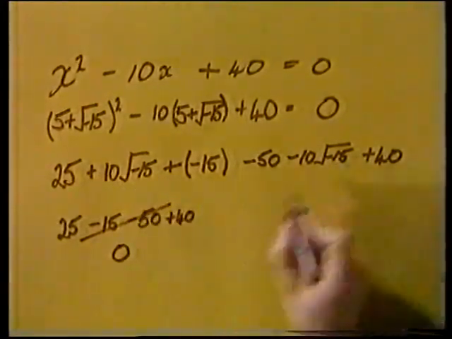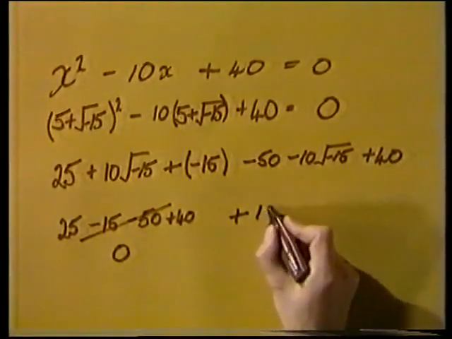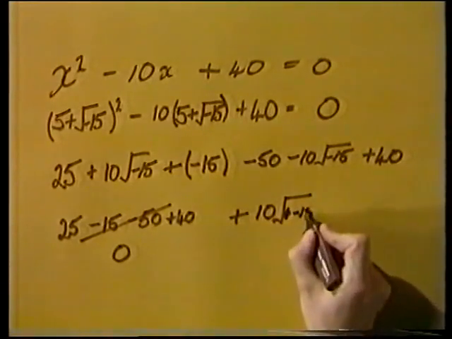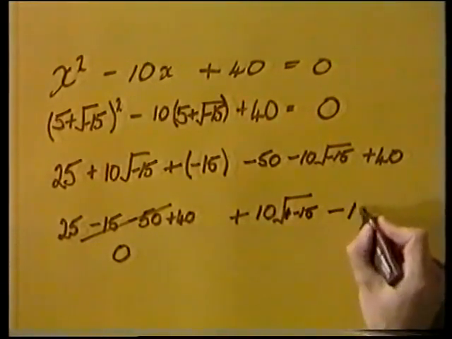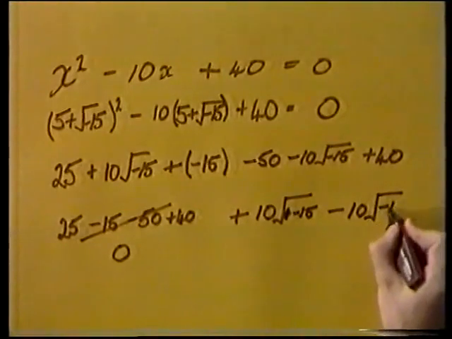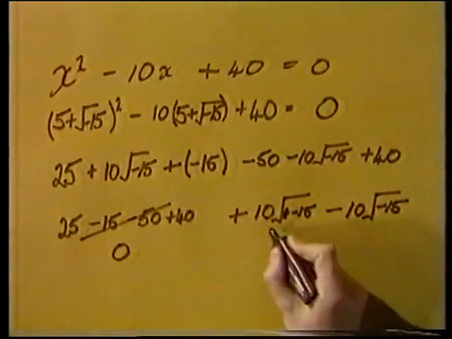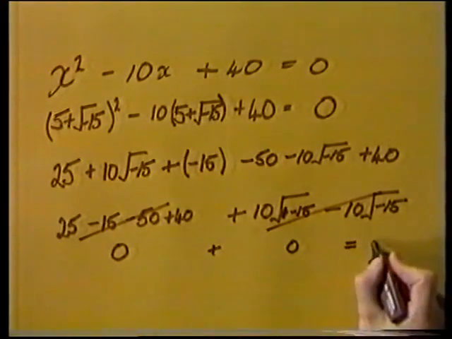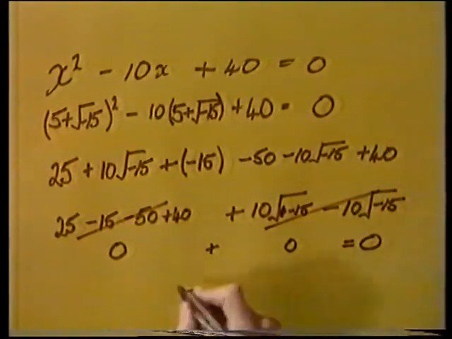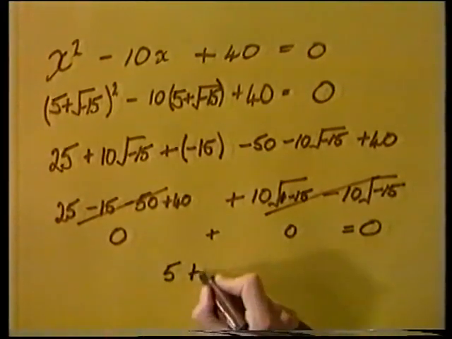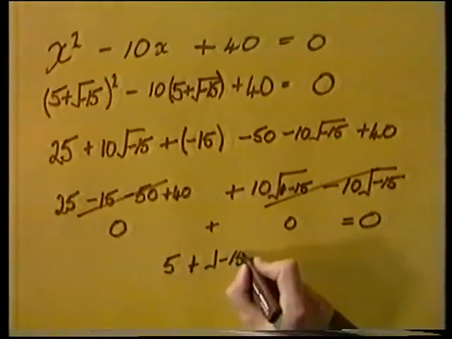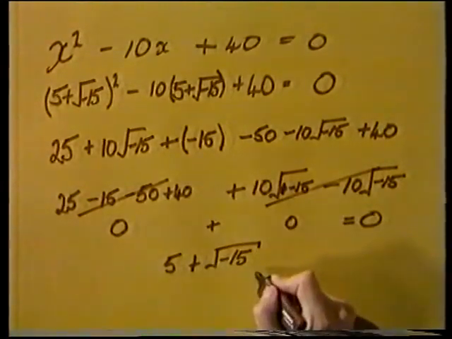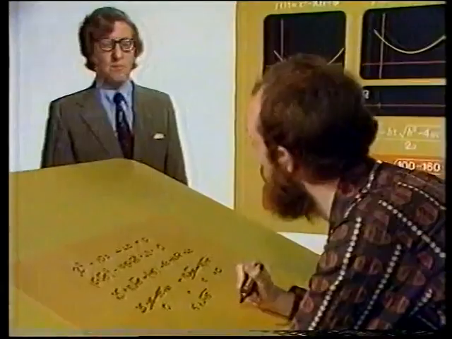And then the 2 terms I don't. Plus 10 lots of, whoops, the root of minus 15. Must be careful with these things. Minus 10 of the root minus 15. Well, 10 minus 10 of anything is 0, so these 2 add up to 0. The whole thing adds up to 0, and so 5 plus the root of minus 15, if only it behaves like a number, and we can treat it in this way, really is the root of this equation.